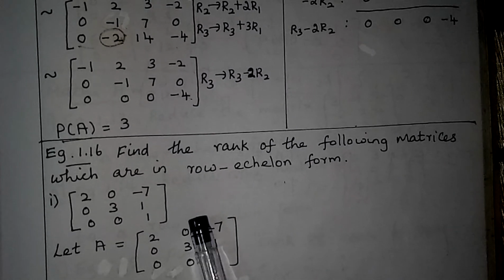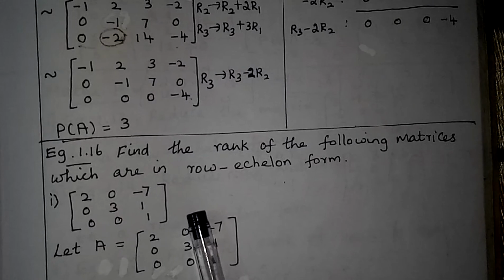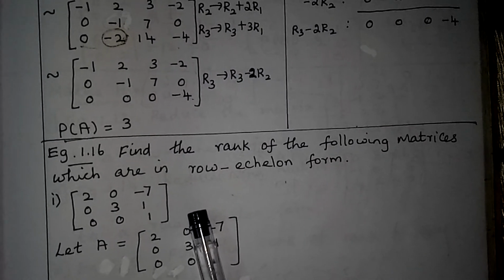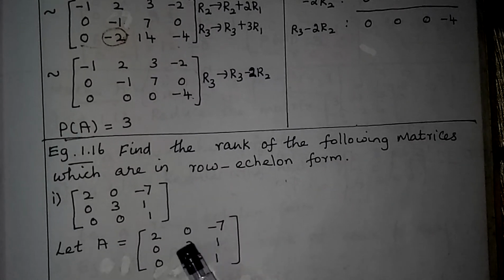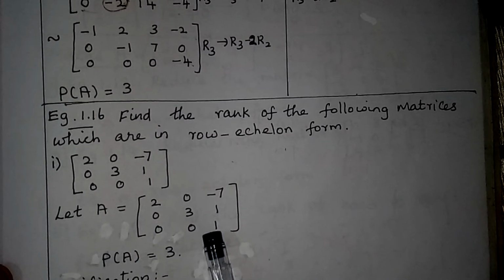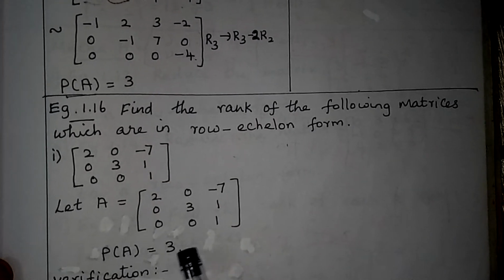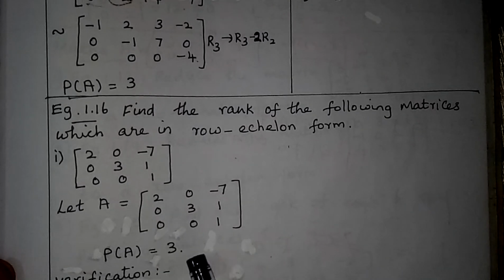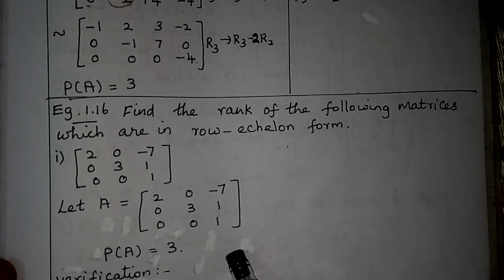We are finding the rank of this using row echelon form, that is the row reduction form, as well as the minor method. Like verification we'll write here. So let A equal to this matrix. It is in the echelon form. Rank of A is what? The number of non-zero rows. So all the 3 rows you have to take, it is 3. This up to this itself is enough.